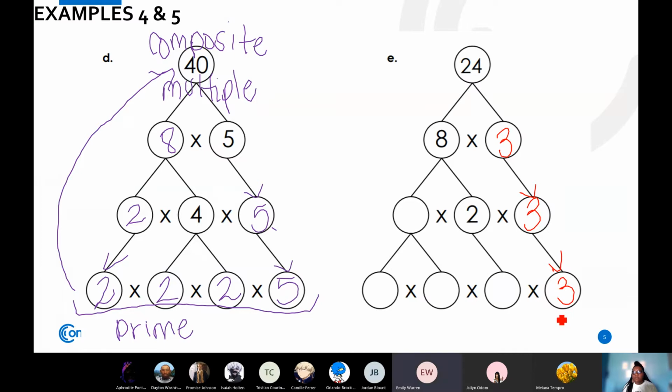I'm kind of new at this, so I'm trying to think of it. It's a prime number. And remember, prime numbers live at the bottom.